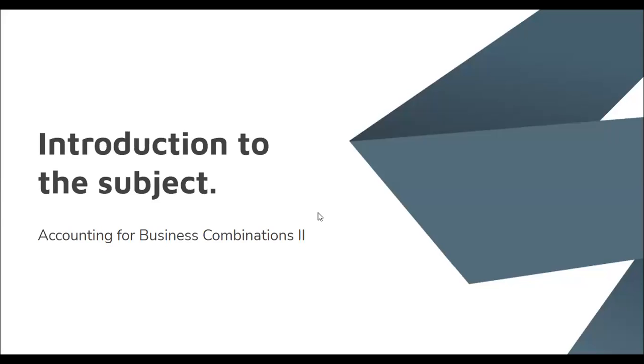This lecture is going to be a brief introduction to the subject Accounting for Business Combinations 2. This subject is being studied by BCom students who are in their second year. The subject is only a sequel to its predecessor, Accounting for Business Combinations 1, which is studied by BCom students in their first year. So, this subject will be a mere extension of what was studied in Accounting for Business Combinations 1. But what exactly is it that we are going to study here as second year BCom students, and why do we have Accounting for Business Combinations 1 and Business Combinations 2?